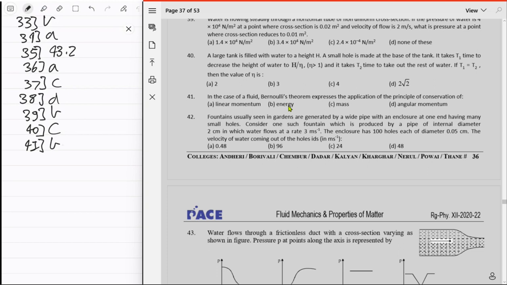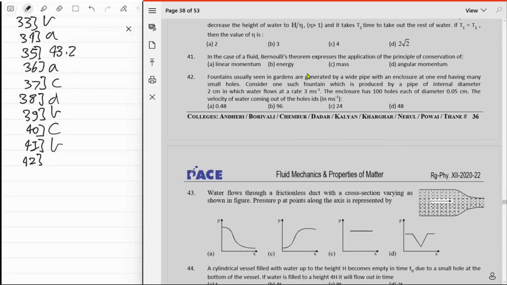Next question. 42. Fountains usually seen in gardens are generated by a wide pipe with an enclosure at one end having many small holes. Consider one such fountain which is produced by a pipe of internal diameter 2 centimeter in which water flows at a rate of something. The enclosure has 100 holes, each of diameter 0.5 centimeters.